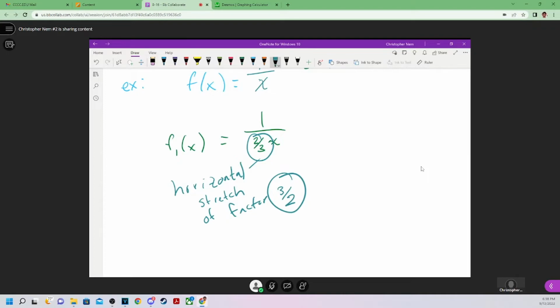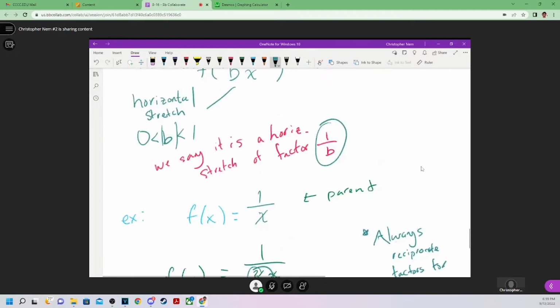So I'll write that down. Always, make a little star. Always reciprocate factors for horizontal stretch slash compression slash shrink, whatever you want to call it. But yep, we have to reciprocate.